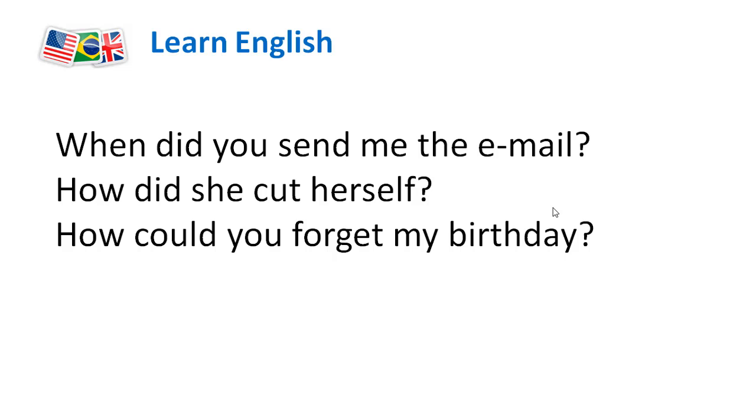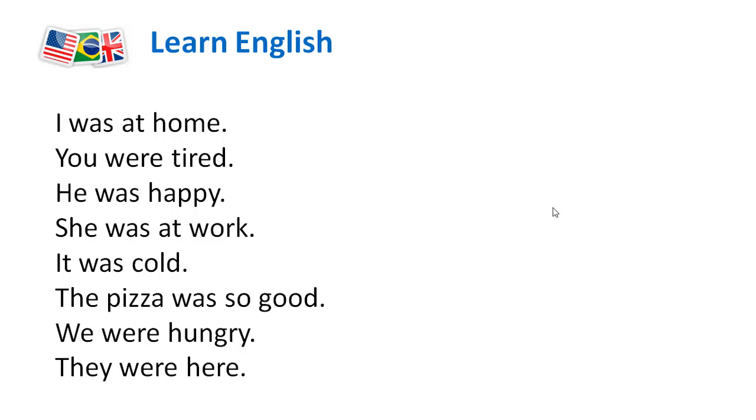The verb to be has its own way of conjugating in the past sentence for each person. Take a look at these examples. I was at home. You were tired. He was happy. She was at work. It was cold. The pizza was so good. We were hungry. They were here.